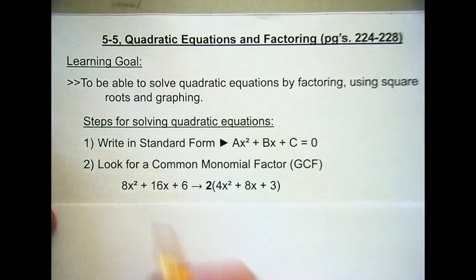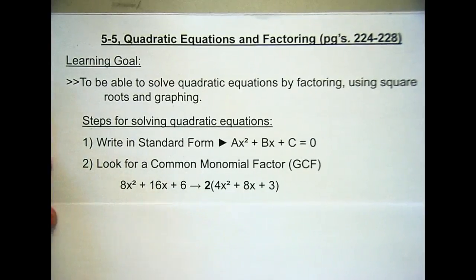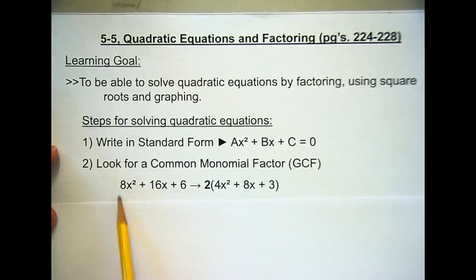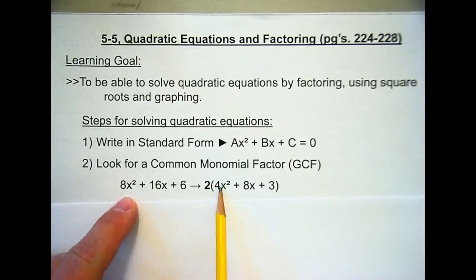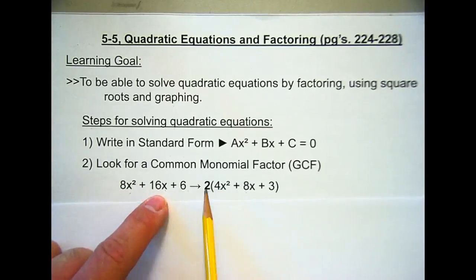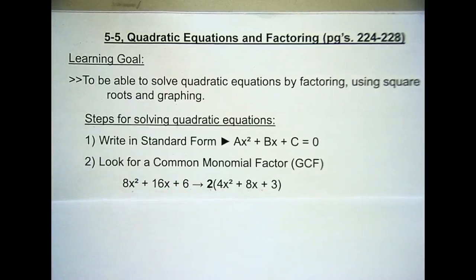If I have the expression 8x squared plus 16x plus 6, and I say, well, what can I take out of these three terms? Well, I could take a 2 out of each. So when I pull a 2 out, 2 times 4x squared is 8x squared. 2 times 8x is 16x. And 2 times 3 is 6. So I try to pull out a greatest common factor.